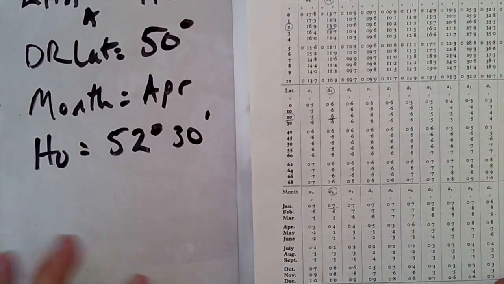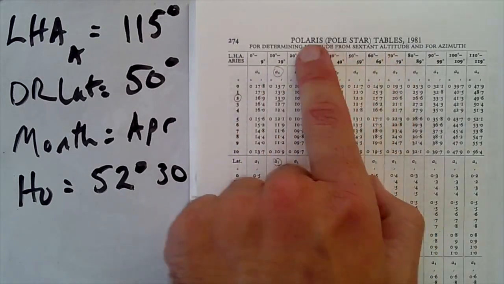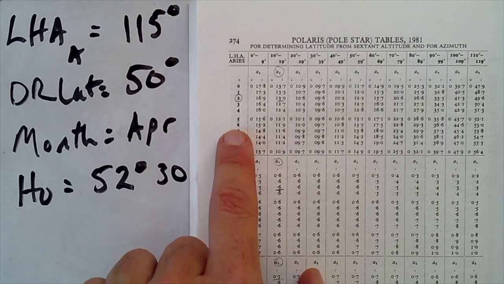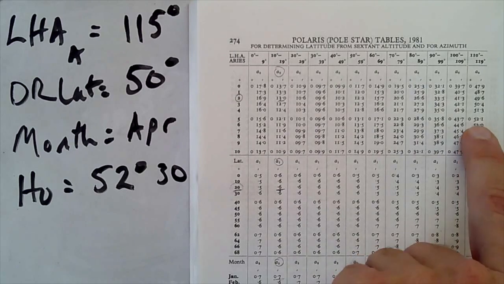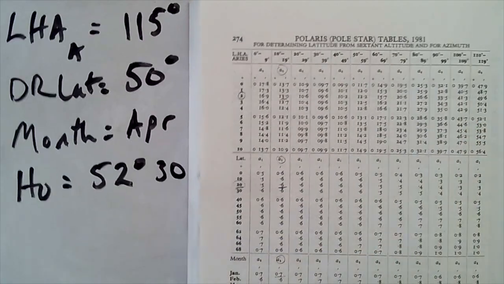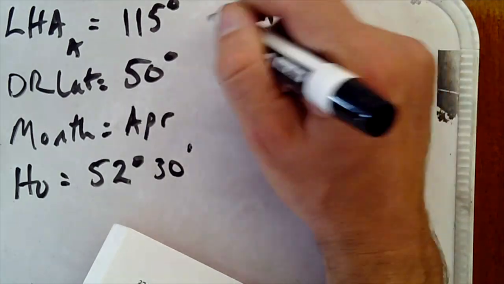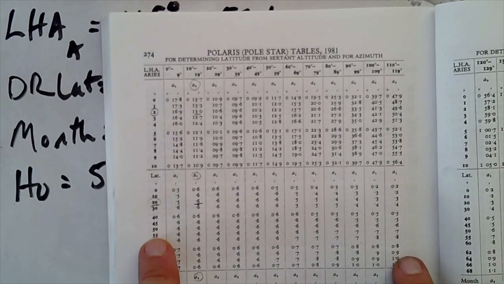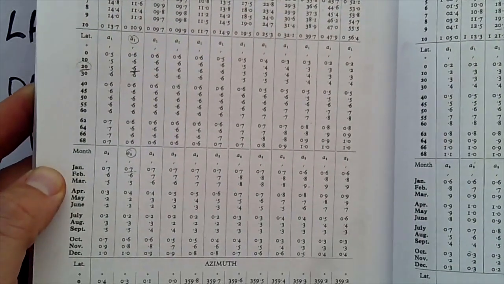So the first one is going to be for the LHA of Aries. And as you look at the Polaris tables up here, you can see LHA of Aries, it's listed in 10-degree increments with the additional 1-degree increments over here. So if our LHA of Aries was 115, the correction we're going to make is 52.1. Let's just note that. So that's going to be 52.1. If the DR latitude was 50 degrees, you stay in this same column, and the correction we're going to make is 0.6. So once you're in the LHA column, you stay there. And then for the month of April, in the same way, 0.9.